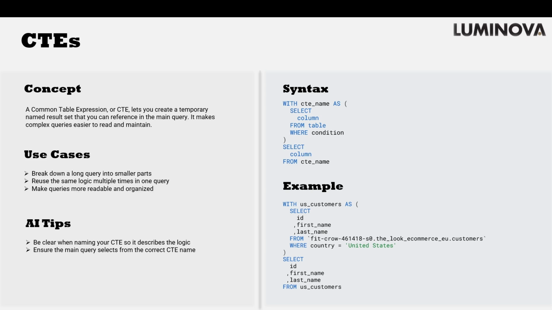A best practice is to give your CTEs descriptive names that explain what they do. For example, us_customers or high_value_orders instead of generic names like CTE1. That way, when you or someone else reads the query later, it will be obvious what each part means.